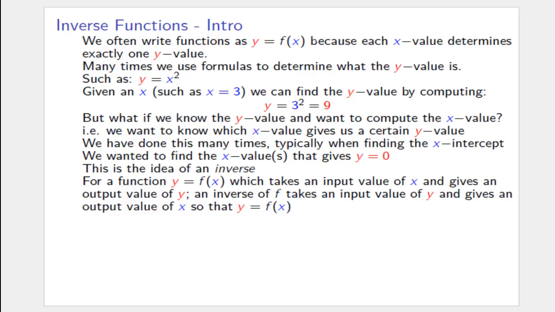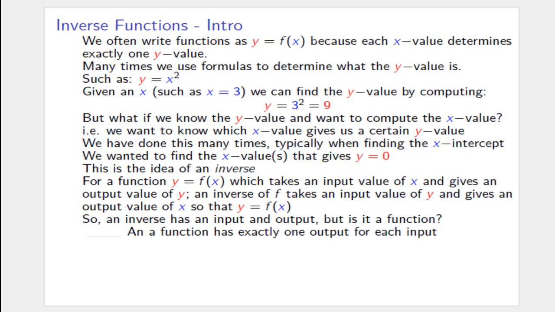For a function y equals f of x, which takes an input value of x and gives an output value of y, an inverse of f works the other way, taking an input value of y and giving an output value of x so that y equals f of x. So an inverse has an input and an output. But is it a function? Remember, a function has exactly one output for each input.